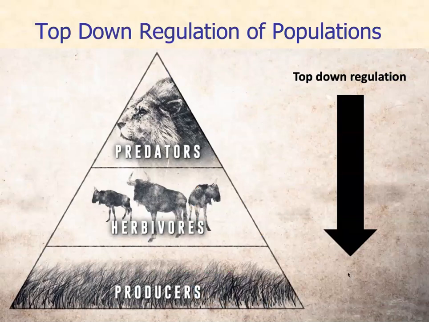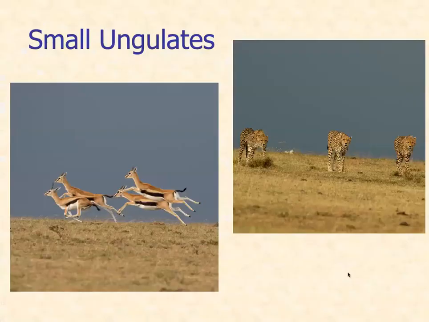The movie is going to be talking about top-down and bottom-up regulation of populations, and specifically it's talking about wildebeest populations. And so in this pyramid of biomass, we have 3 trophic levels. The wildebeest are herbivores, they're our primary consumers, and then the predators are our secondary consumers. And wildebeest can be regulated by predators, where predators determine the number of herbivores. That's referred to as top-down regulation.